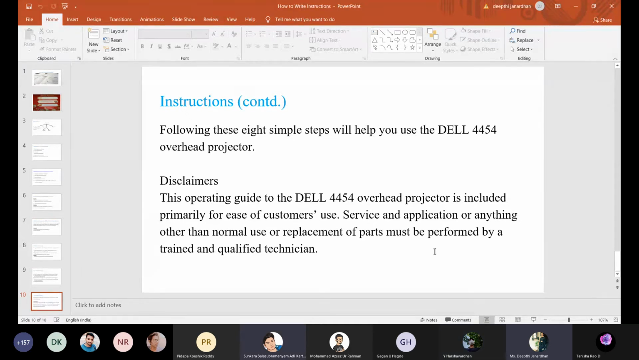Ma'am, but disclaimer means at the beginning only they will tell, ma'am, this is not to affect anyone's feelings. Like in some shows or movies, at the starting only they will give it, no. Yeah, like animals were not harmed, like that.